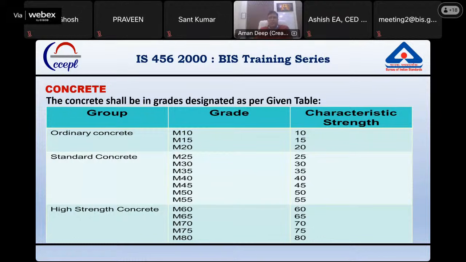So in RCC, when we use M25 and the characteristic strength defined is 25 MPa, then what does this mean? Do we mean that average strength should be 25 or minimum strength of concrete should be 25 or something different? Now, this is very important to understand. Here, the word written is characteristic strength. So, characteristic strength is defined as where, because when you make concrete, concrete is a heterogeneous material, so it may not have uniform strength. If you make it four times, every time you will have some different strength.